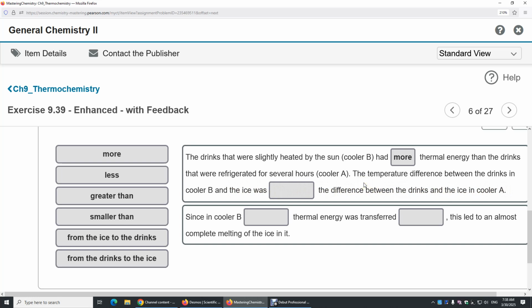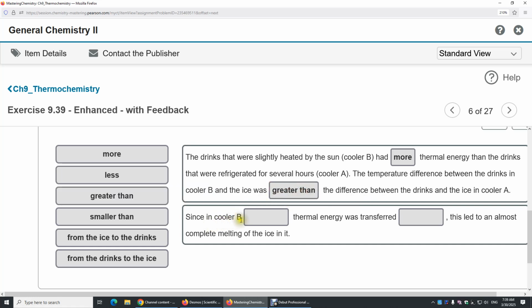We can just estimate roughly. If drinks were slightly heated by the sun, I'd say the temperature is roughly 30 degrees Celsius. Refrigerated, 3 degrees Celsius. Ice, 0 degrees Celsius. So the temperature difference between the drinks in cooler B and ice is 30 minus 0, that's 30. And here it's about 3 minus 0, which is 3. So we're going to be choosing greater than.